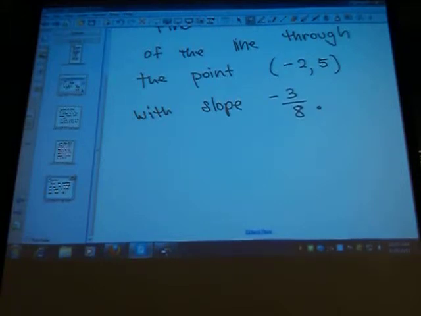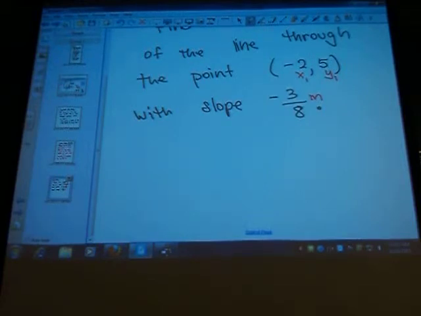Alright guys, so let's do this up here so you guys can see what we're doing. First thing I want to do is figure out what they're telling me. They're telling me a point, that would be my x1 and my y1. They're telling me the slope, that would be my m. Now sometimes they don't give you the slope, they give you a second point, and then that's an extra step to find your slope. But if they already gave you the slope, you don't have to find it.